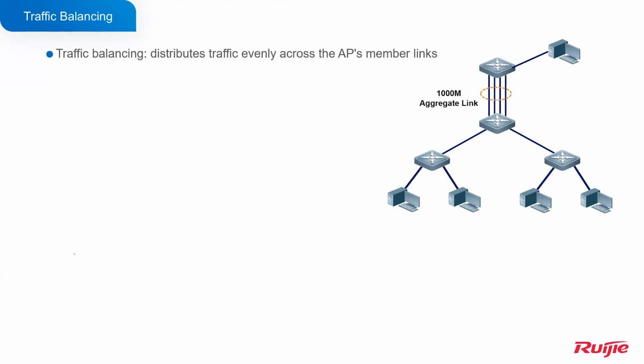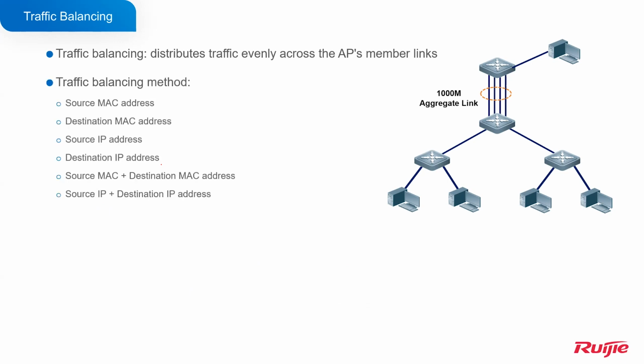Traffic balancing distributes traffic evenly across the AP's member links. For example, in this case, we have 4 member links in this aggregate port, right? And all the traffic should go through these 4 ports. But how can we determine the modes of load balancing, or what load balancing modes we could use? Let's see. The traffic balancing methods are source MAC address, destination MAC address, source IP, destination IP, source MAC and destination MAC, or source IP and destination IP.